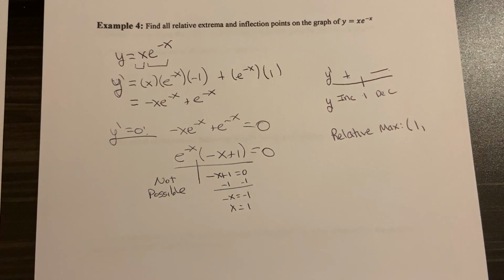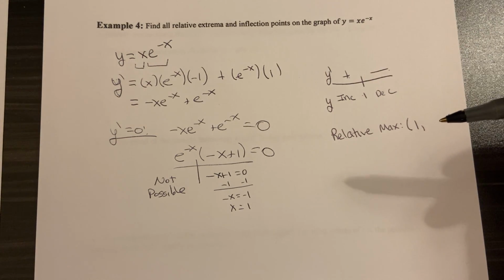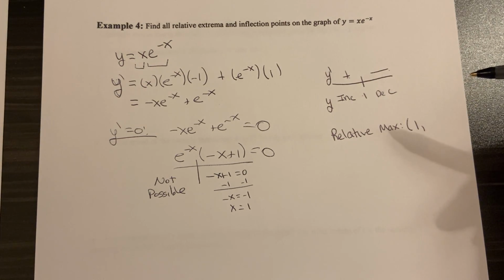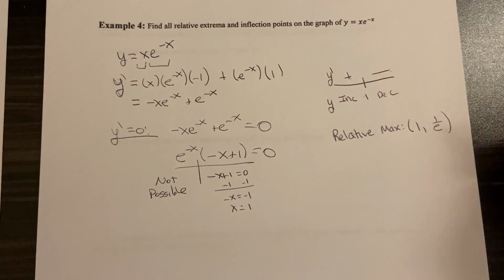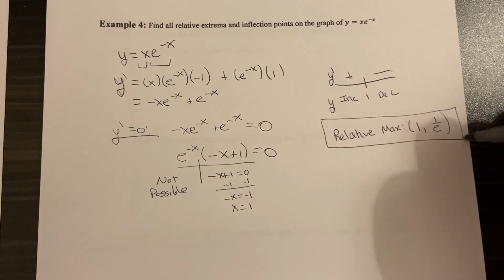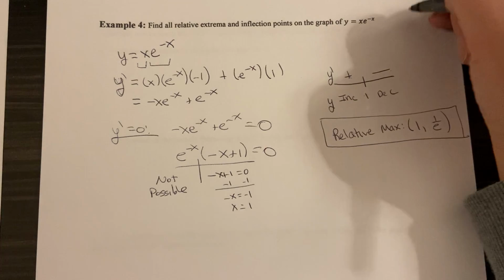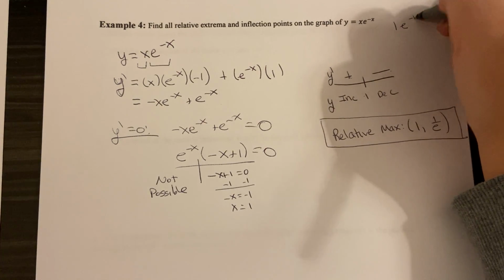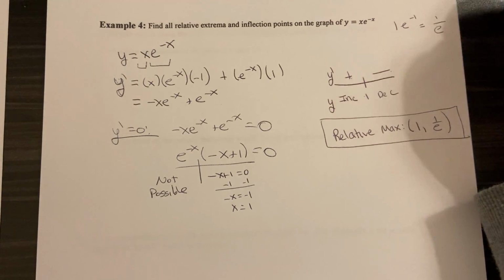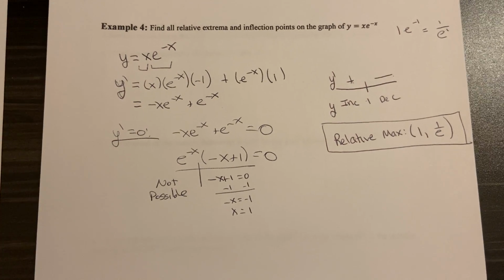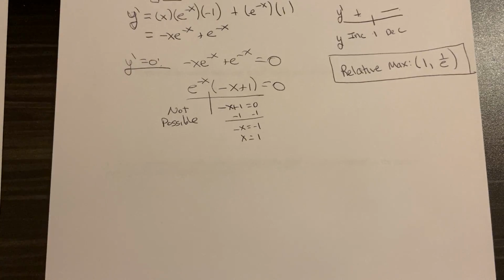We're going to actually make it a coordinate. So if I put 1 into y, I would get 1 times e to the negative 1, which is actually just 1 over e. Okay, right, because you guys get that, right? e to the negative 1 is just 1 over e to the 1. Okay, so then that's the first derivative test for relative max or min.